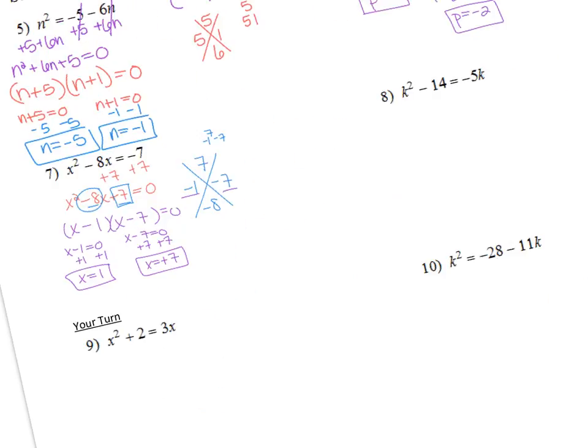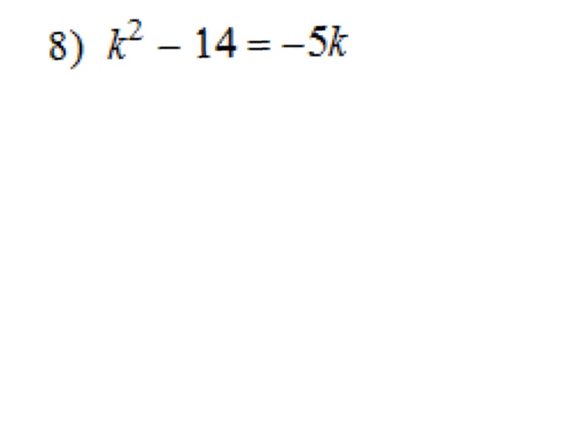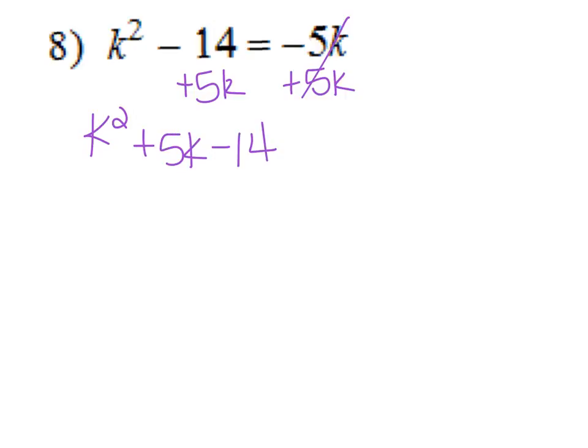Let's do one last one, let's do number 8. I have this feeling, I know I'm not with you right now, but I just have this feeling that you're kind of forgetting how to factor. So right now, I'm just going to do plus 5k to each side to get these to go away. I'm going to get k squared plus 5k minus 14 equals 0.